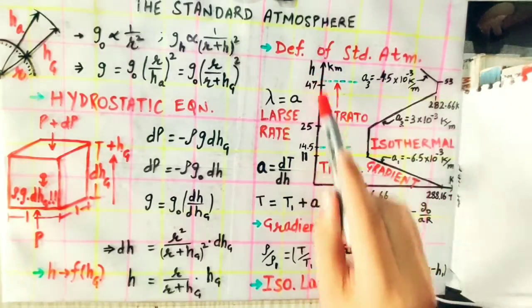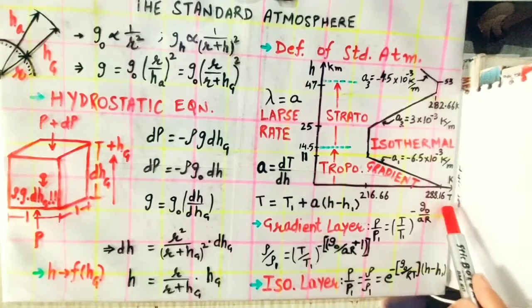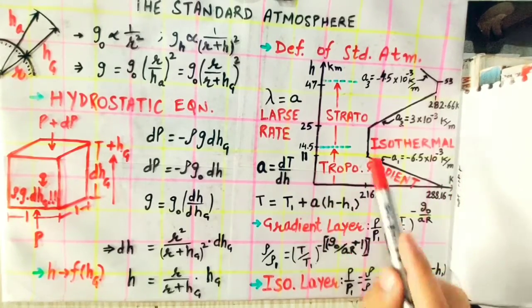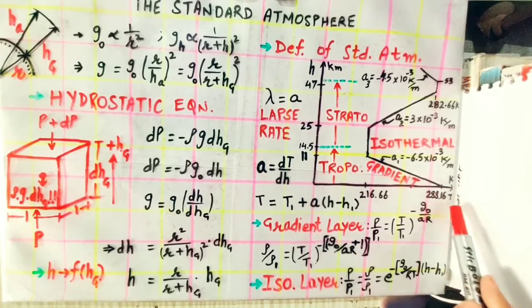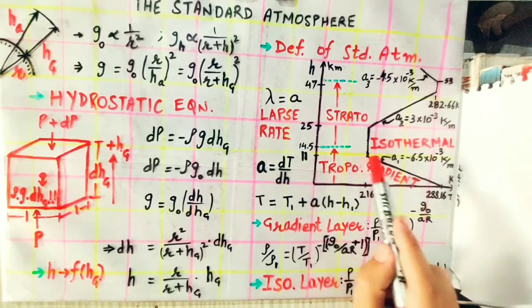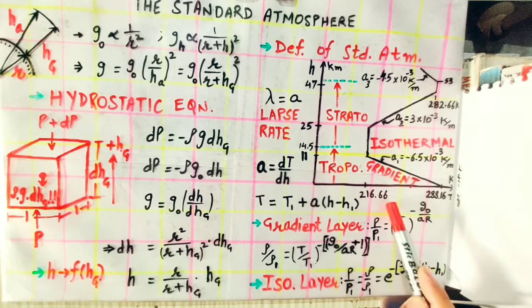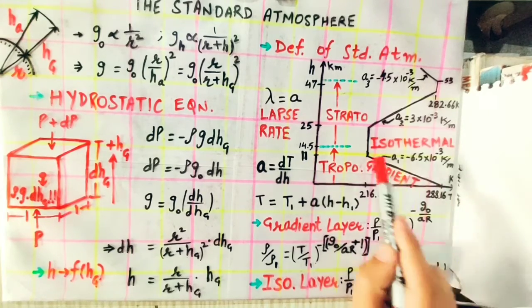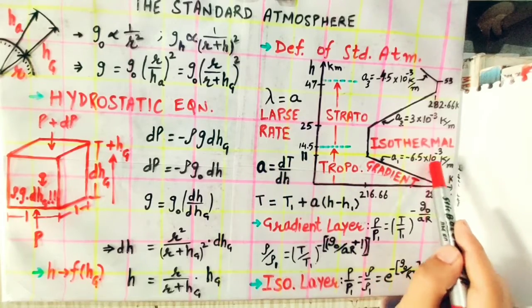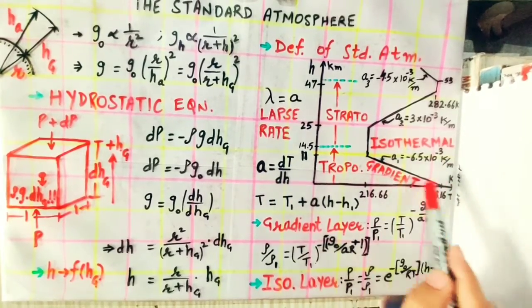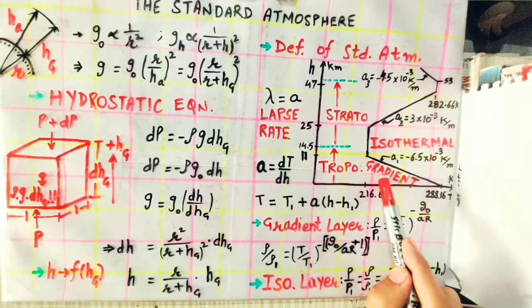So the y-axis over here is height in kilometers, and the x-axis is temperature T in Kelvin. Here the temperature is 288.16 Kelvin at sea level or the surface of the earth, and the temperature at 11 kilometers is 216.66 Kelvin. And the change in temperature with change in height, a, is given by minus 6.5 into 10 to the power minus 3 Kelvin per meter. This change or the slope is also known as the gradient. The slope is actually the tangent.